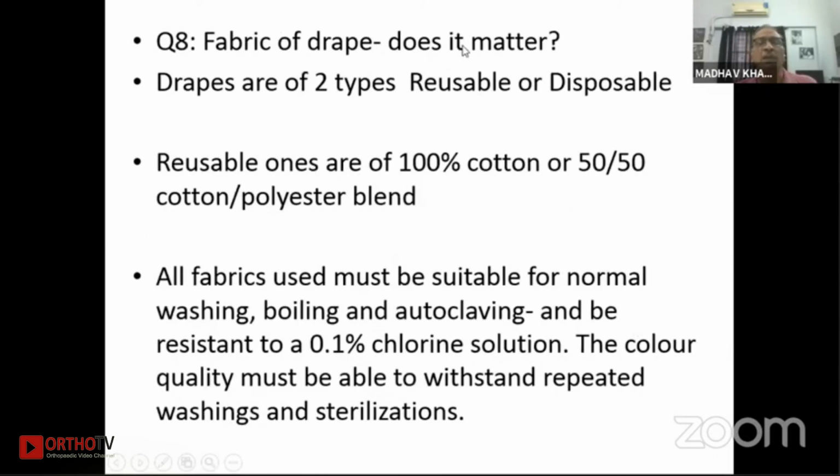Question 8. Fabric of the drape. Does it really matter? Drapes are basically of two types, reusable drapes or disposable drapes. Reusable ones are either 100% cotton or a 50-50 cotton polyester blend. All the fabrics used must be suitable for normal washing, boiling, and autoclaving, and be resistant to a 0.1% chlorine solution, which may have to be used for disinfection. The color quality of the drapes must be able to withstand repeated washings and sterilization.